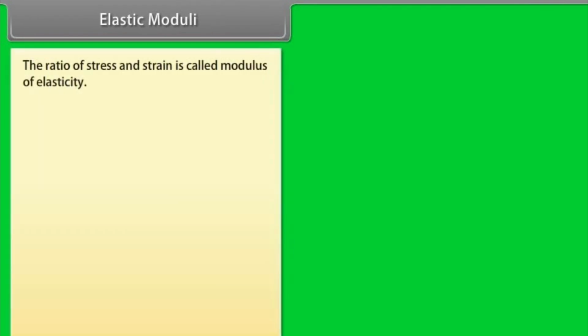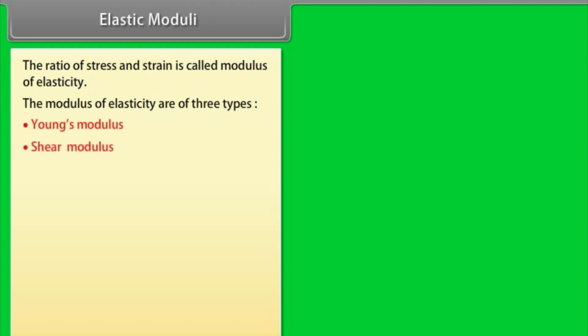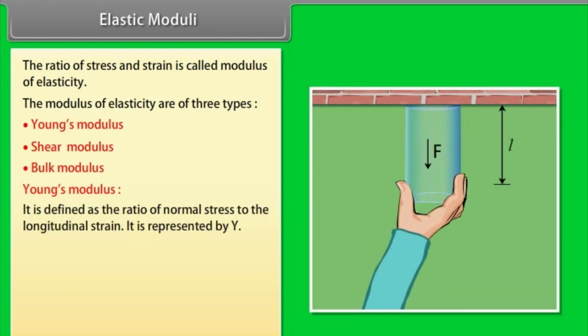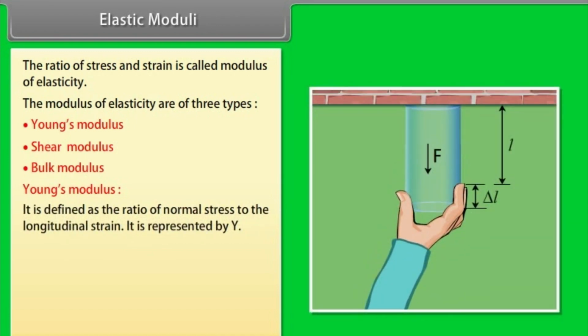Elastic moduli. The ratio of stress and strain is called modulus of elasticity. The moduli of elasticity are of three types: Young's modulus, shear modulus, and bulk modulus. Young's modulus is defined as the ratio of normal stress to the longitudinal strain. It is represented by Y.